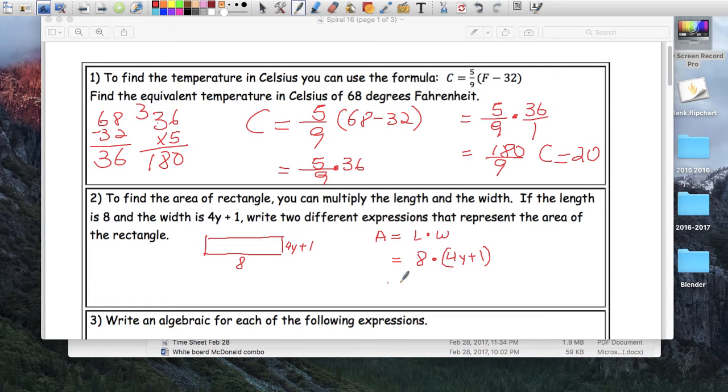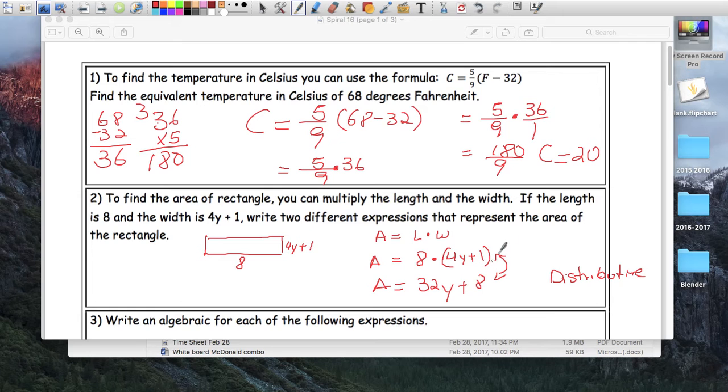But if I use the distributive property, I come up with a different expression. It's going to mean the same thing, but it's just going to look a little bit different. So if I do the distributive property, it's 8 times 4y, 32y, plus 8 times 1, which is 8. So you can say area equals 32y plus 8, or you can say area is 8 times (4y plus 1). Notice that these two are exactly the same.